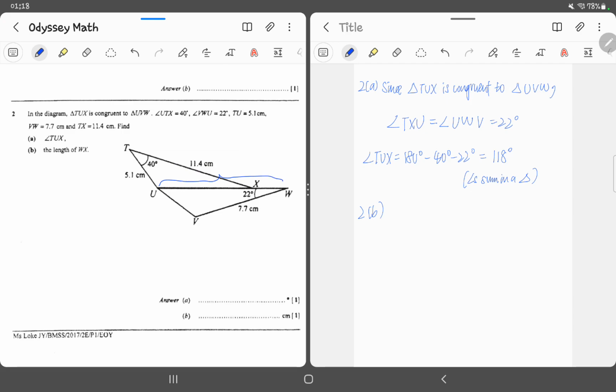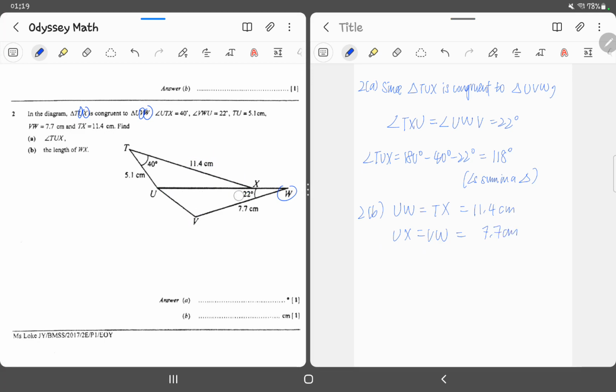UW, again, look at how I actually order the alphabets, equals TX. Okay, so UW equals TX, which in this case is 11.4 cm. So now I found my UW, I need to find my UX. So UX equals VW. UX equals VW, and my VW is 7.7 cm.